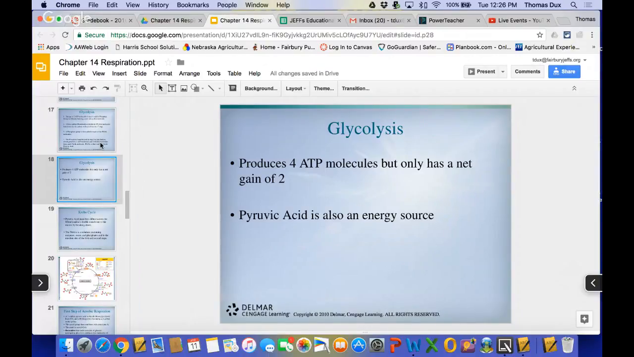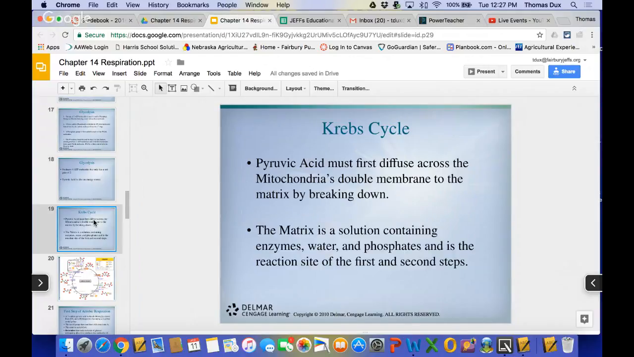Glycolysis essentially produced 4 ATP molecules, but only had a net gain of 2. That adenosine triphosphate, or ATP, what's its purpose again in a plant cell, or in a cell, all our cells too? Yes, energy. Energy is huge for anything, and it gives the cell energy. Pyruvic acid is also an energy source, and that is what is essentially made through glycolysis.